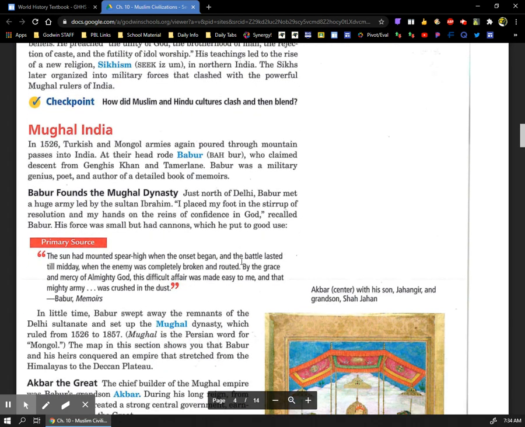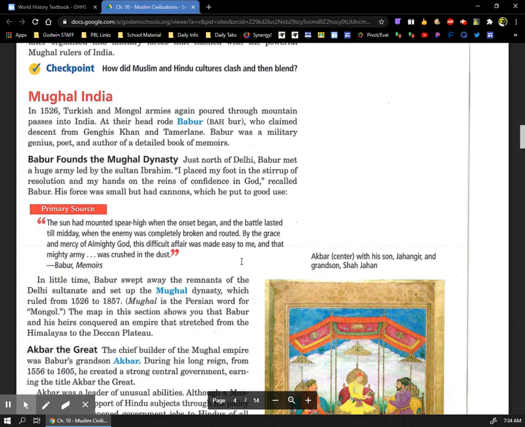Mughal India. In 1526, Turkish and Mongol armies again poured through mountain passes into India. At their head rode Babur, who claimed descent from Genghis Khan and Tamerlane. Babur was a military genius, poet, and author of a detailed book of memoirs. Babur founds the Mughal dynasty.